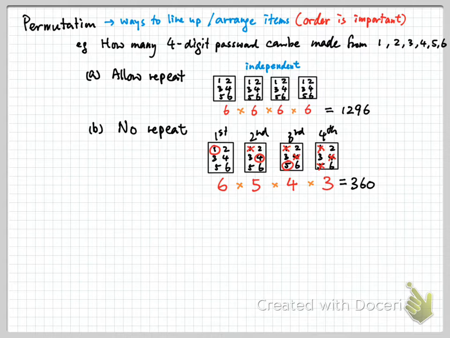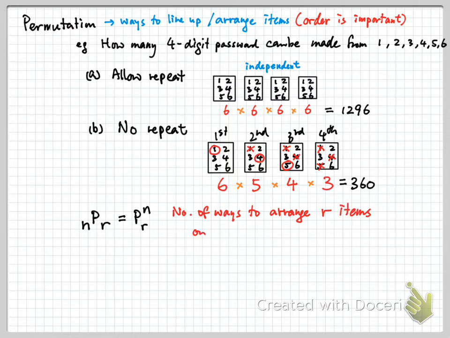In fact, we have a symbol to describe this. We have what we call an NPR symbol to describe this. Sometimes we use a symbol like this. Sometimes we use a symbol like this. And the meaning of this symbol is that it is the number of ways to arrange or to line up our objects or our items out of n different items.